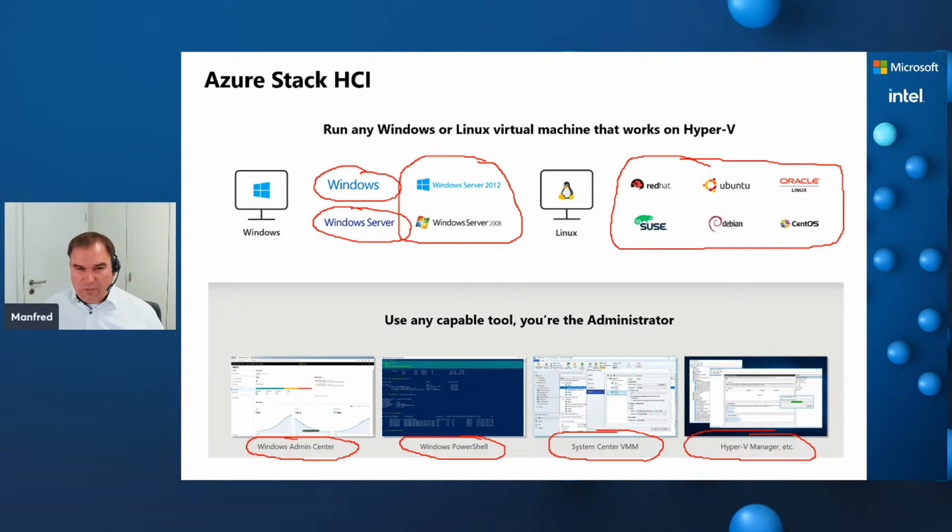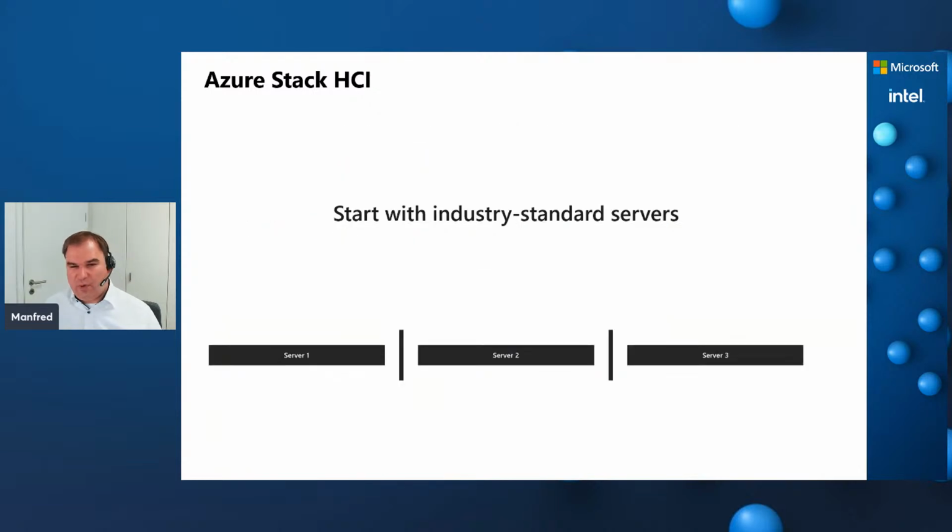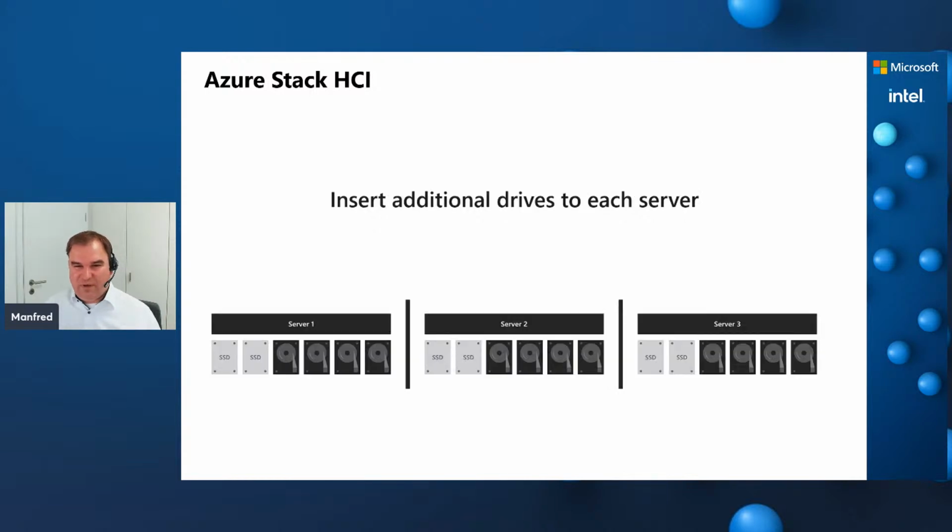So when we start with industry standard servers, it's important to know a little bit more about the required disk layout, because it's important to have servers with an identical disk layout in each node. And here is an example. This is not the only possible configuration. This is an example how the 3-node cluster could be configured.